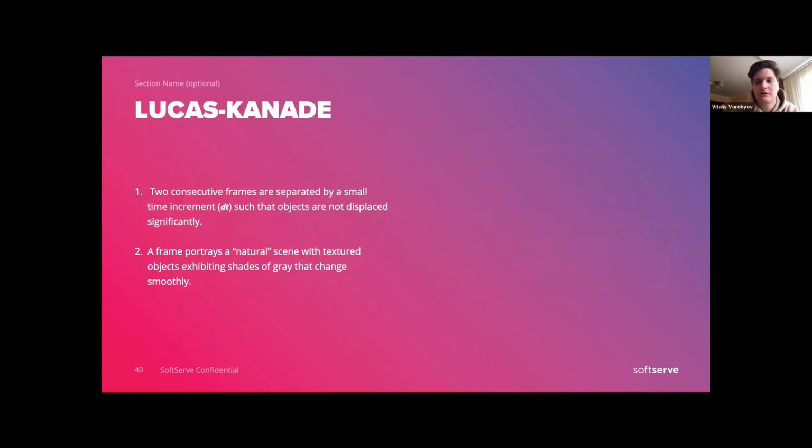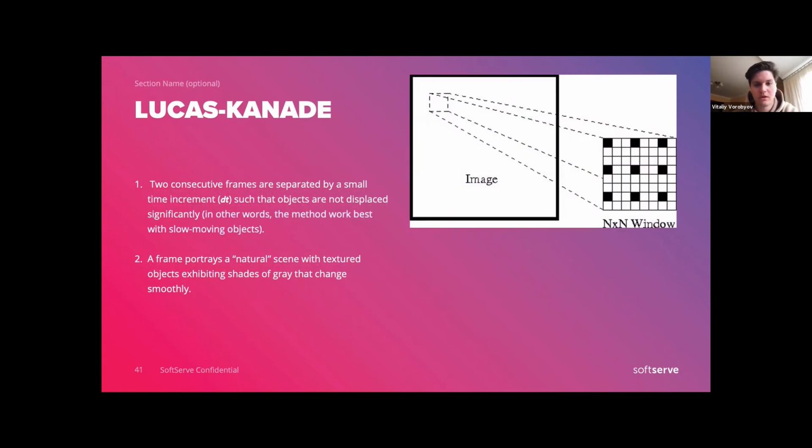Lucas and Kanade proposed an effective technique to estimate the motion of interesting features by comparing two consecutive frames. This LK method works under the following assumptions. The first assumption is that two consecutive frames are separated by a small time increment, such that objects are not displaced significantly. In other words, the method works best with slow-moving objects. And the second assumption is that a frame portrays a natural scene with textured objects exhibiting shades of gray that change smoothly. So first, under these assumptions, we can take a small 3x3 window around the points which we want to track and assume that all 9 points have the same motion.